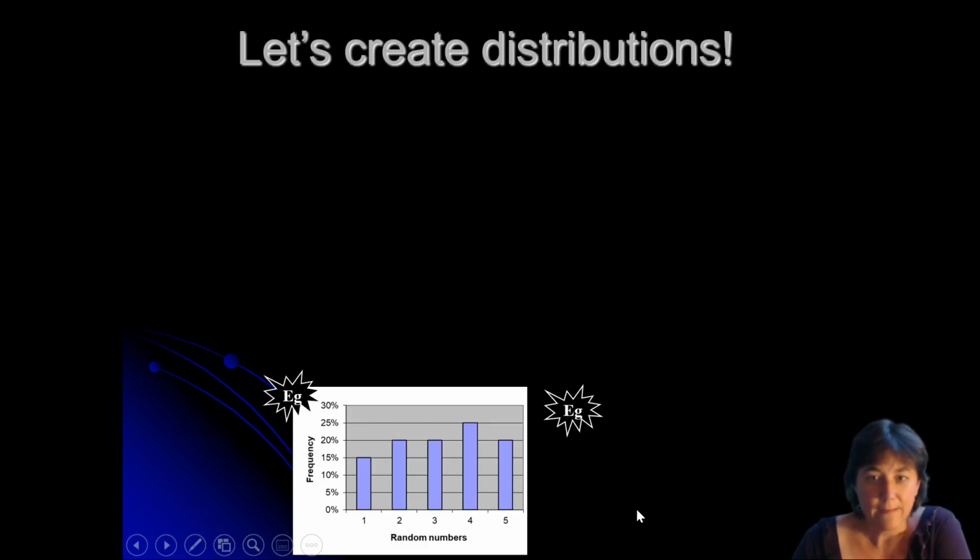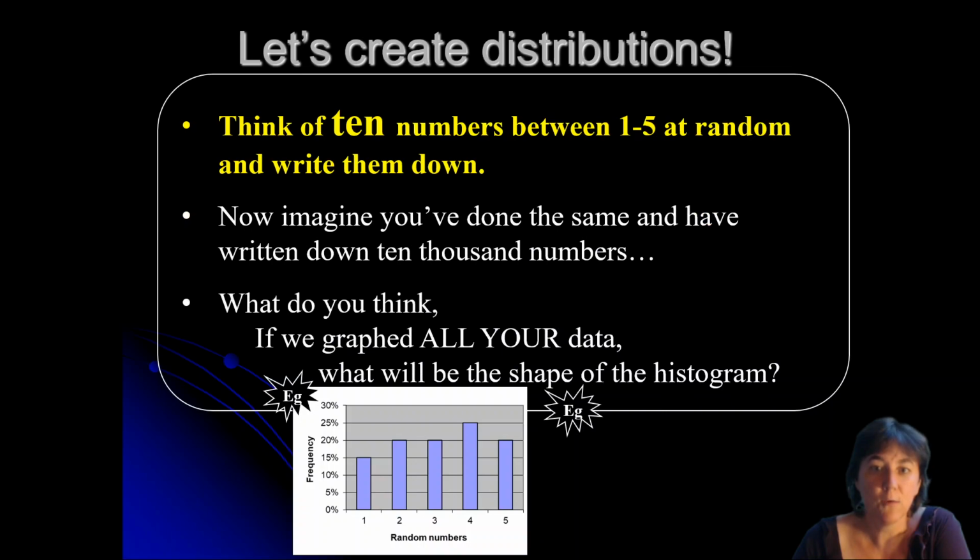So let's create distributions, and I quickly give you a problem. Let's think of 10 numbers between 1 and 5 at random and write them down. It's really important to write them down since just remembering them won't help. Okay, I have my numbers. Now imagine that you've done the same and have written down 10,000 numbers. That's important because remember, big enough data sets are a must.